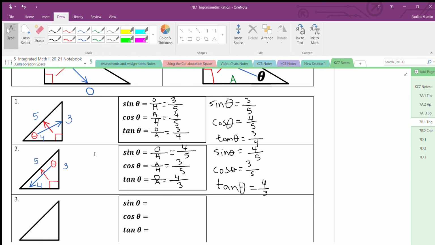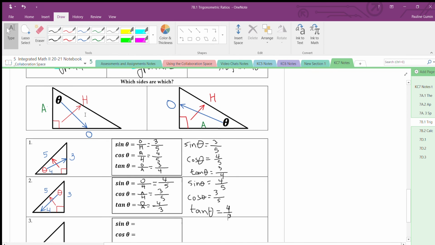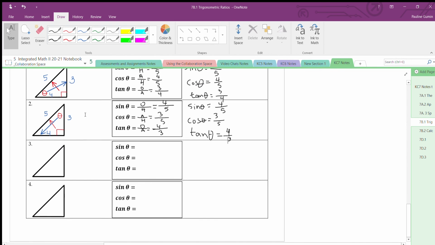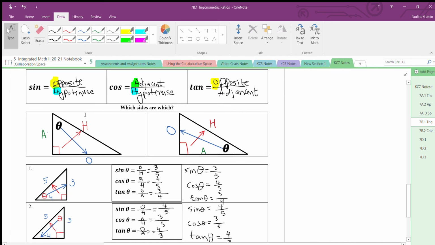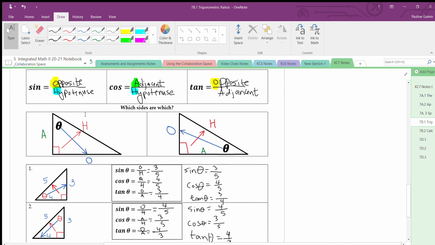that they ask. Now, we don't always call the angle theta. Sometimes we call it x, sometimes we call it y, sometimes we call it a, sometimes we call it b. It doesn't matter. Theta is just another variable. It's just another letter that holds place for something that we do not know.